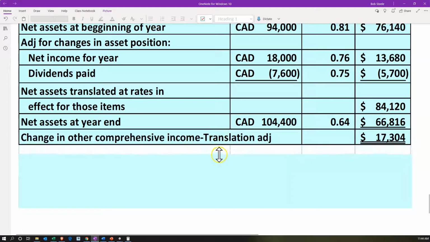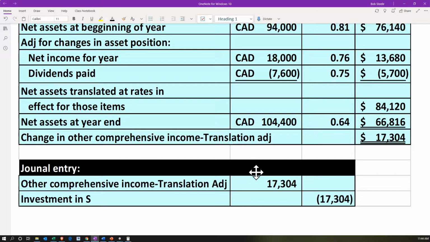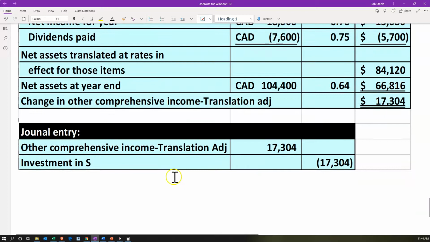So then we have a change in the other comprehensive income. This will be the adjustment, which is going to be the 84,120 minus the 66,816. That's going to be our change in other comprehensive income, the translation adjustment. And then if we record that out, the other comprehensive income is going to be the 17,304, and the investment in S then being the credit at the 17,304 related to that difference.